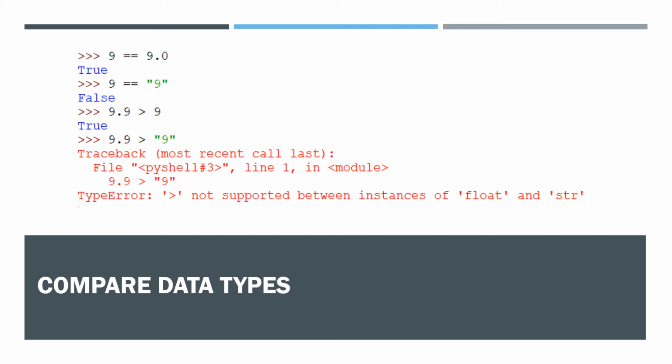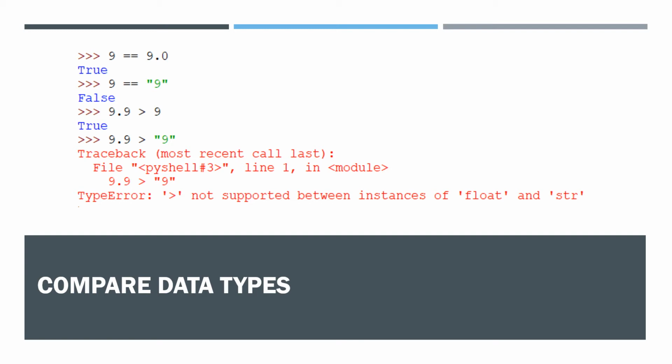There are some comparisons that we're not allowed to do. So we can compare 9 with 9.0. That 9 is an integer, 9.0 is a float data type, but they both have the same number value, so the computer will say it's true that they're the same. If you compare 9, the integer 9, with the string 9 in quote marks, the computer is happy to make that comparison and it will say false. They don't have the same value.